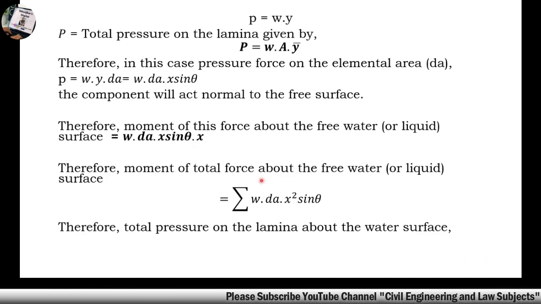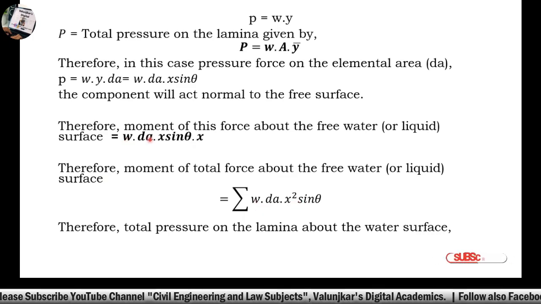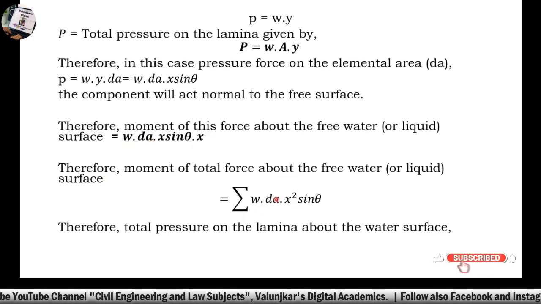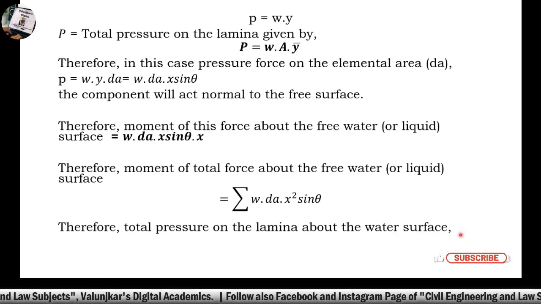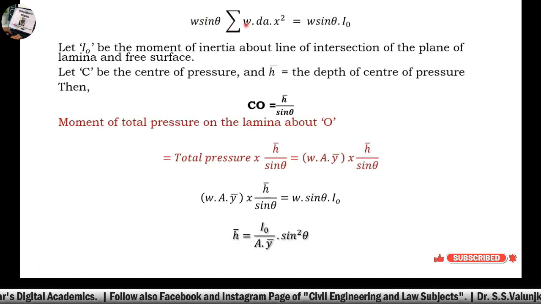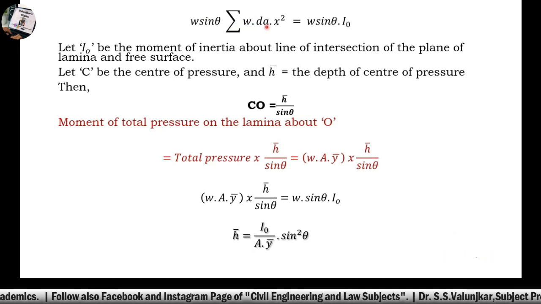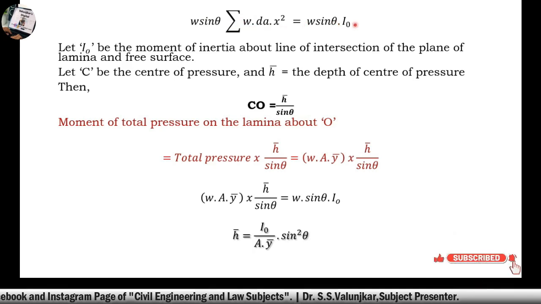Therefore, the moment of the total force about the free water surface or the liquid surface is equal to the summation of W dA x square sine theta. So the total moment on the lamina about the free liquid surface is W sine theta times the summation of dA x square, which is W sine theta into I0. As usual, we already derived this equation in the case of a vertical lamina.